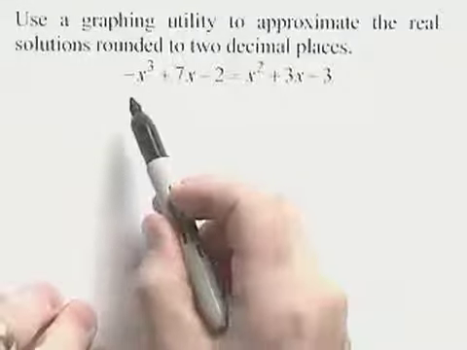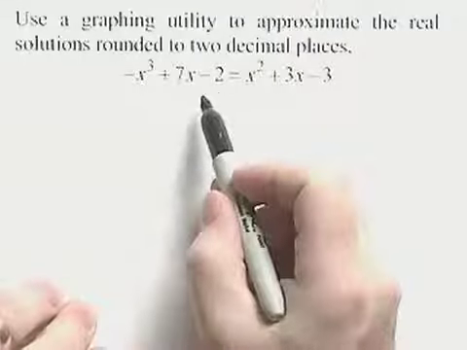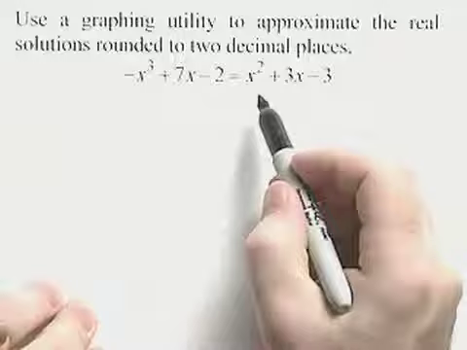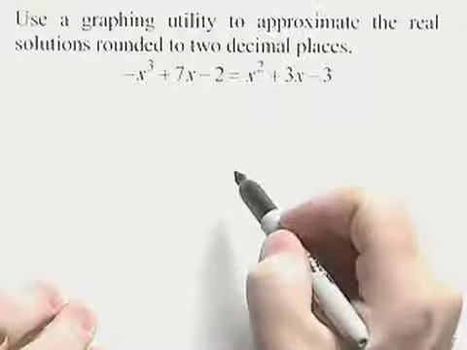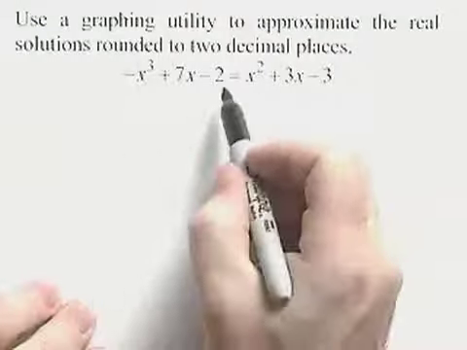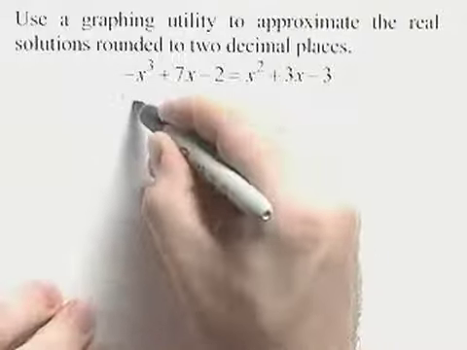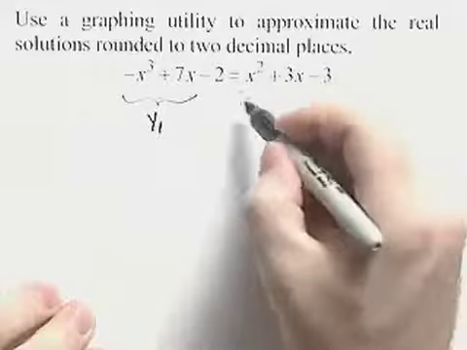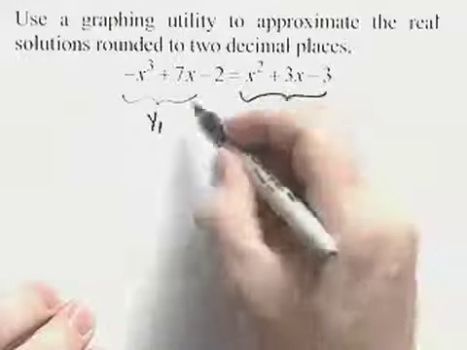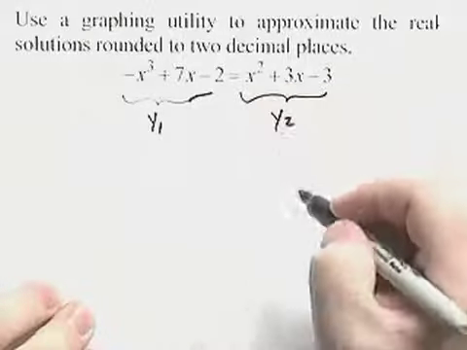Here we're going to solve one more equation using our graphing utility. We'd like to solve the equation negative x cubed plus 7x minus 2 equals x squared plus 3x minus 3. Because we don't have everything on one side, when we go to our graphing utility, we're going to go ahead and let the left side equal y1 and the right side equal y2.